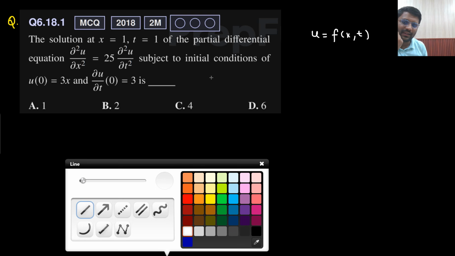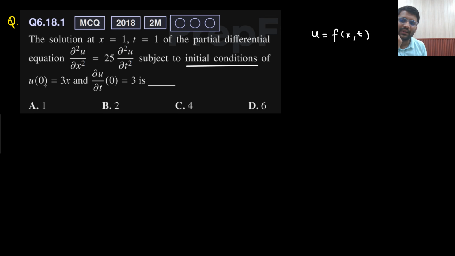What is given, sir? Initial condition is given. Here they are not mentioning whether it is the value of t or x, but you would understand it has to be a value of t only. Because what is the meaning of initial condition? Initial condition means it is related with time, t equals to 0. So, u of x comma 0 they have given as 3x.